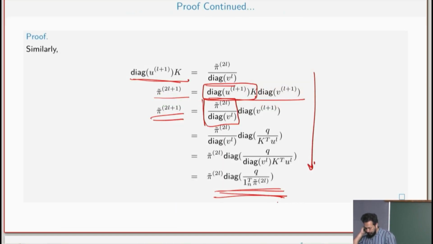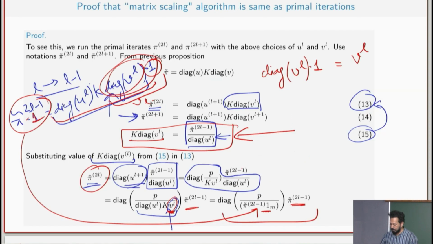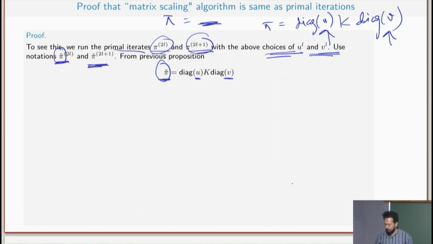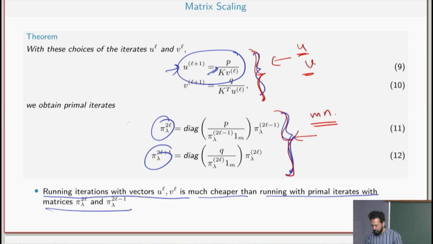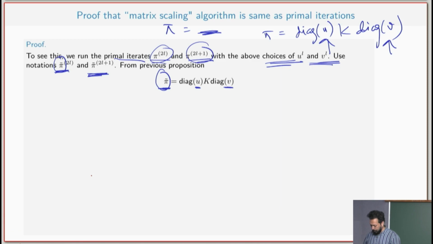So what do we get? What we get is that indeed these are the primal iterates. We could write pi tilde 2l plus 1 like this, and the even iterates pi tilde 2l like this, and these were indeed the primal iterates. That's what we prove. By using the way u and v are updated, we arrive at the even and odd iterates that we proved in the last class.